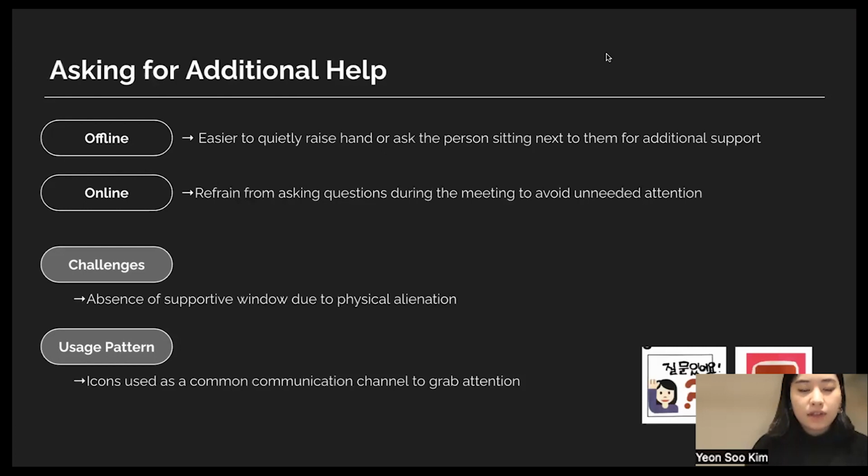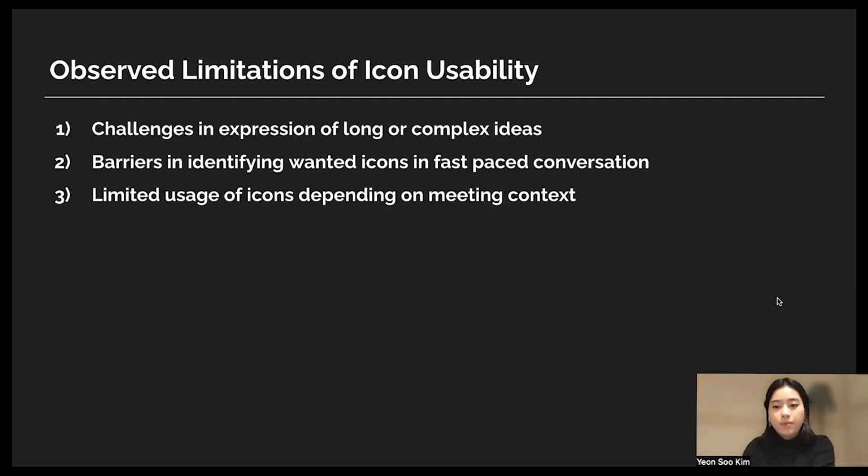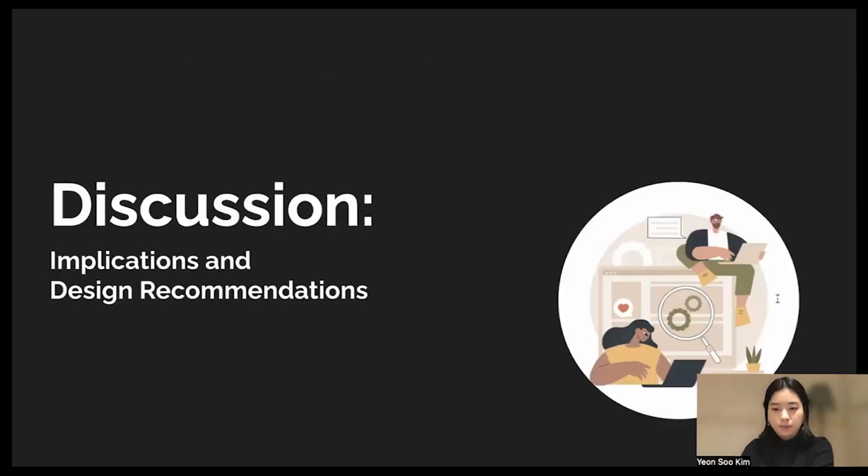Lastly, asking for additional help. Observed challenges were absence of supportive window due to physical alienation, and our observed usage patterns were icons used as a common communication channel to grab attention. Although there were many advantages of using icons to help communication, there were several limitations that were observed. Refer to my paper for more details.